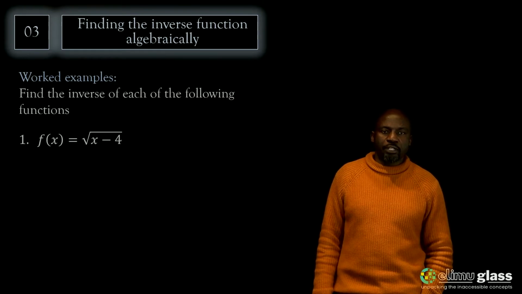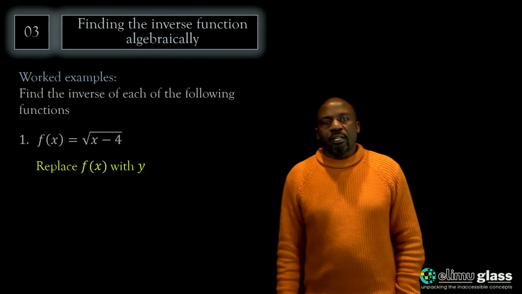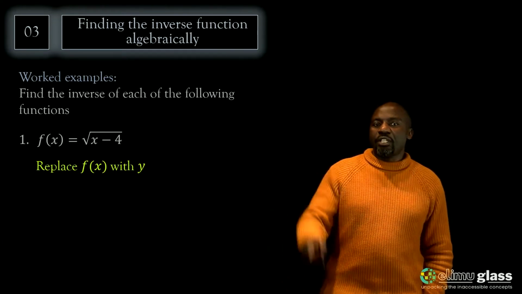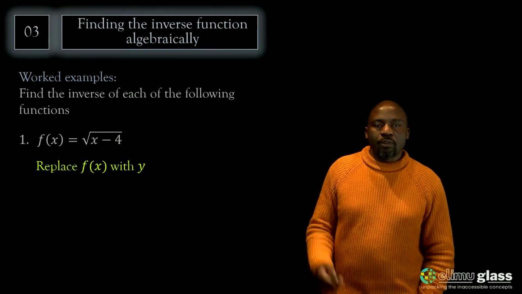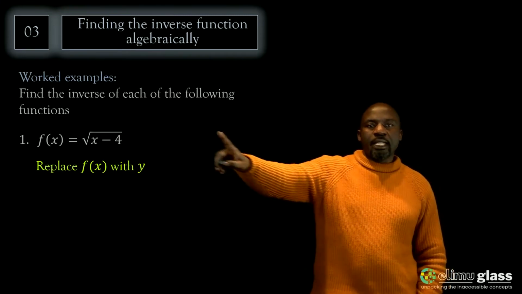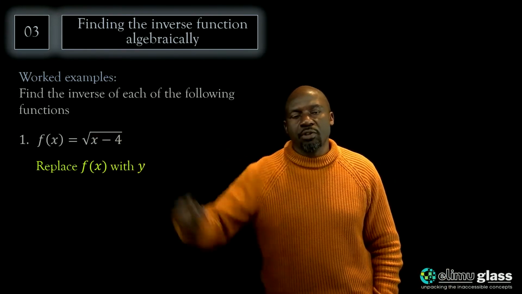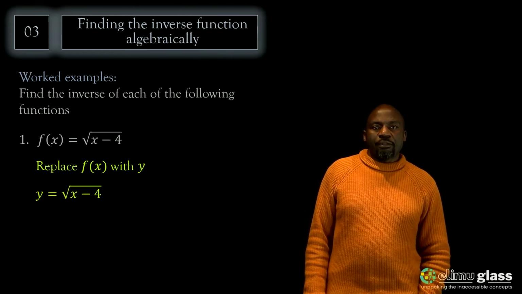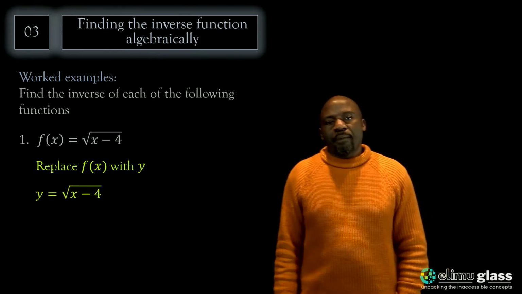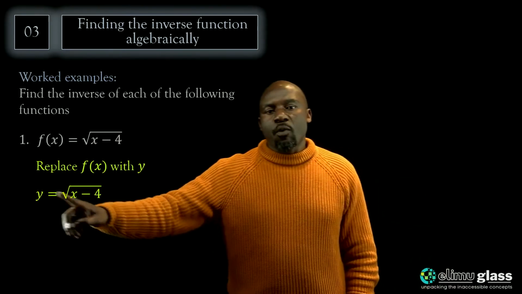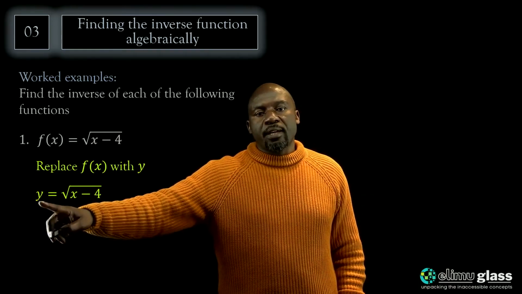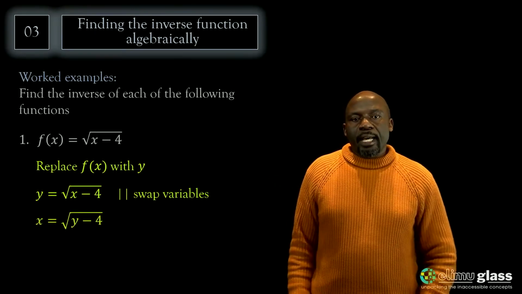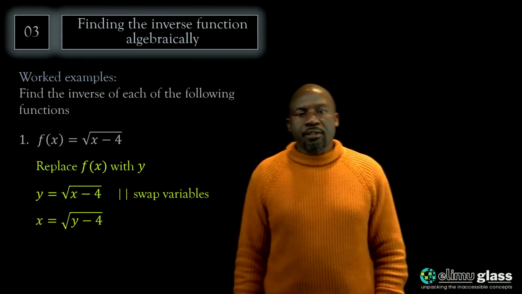So let's start with the first one. So remember, the first step is to replace f of x with y. If it is not already y there, sometimes the question will have y instead of f of x, in which case you just move to the next step. So once we've replaced it, so in place of f of x we have y, the next step is to swap x and y. So where there is y, put x, and where there is x, put y. So that gives me x equals the square root of y minus 4.